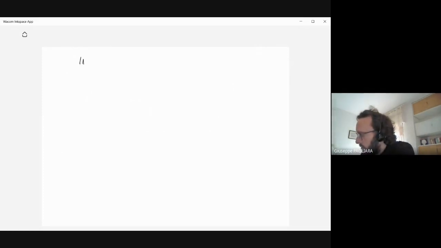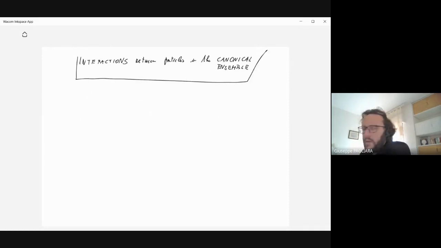Quindi interaction between particles in the canonical ensemble. I forgot, am I speaking English or Italian? No, English, of course. Okay.